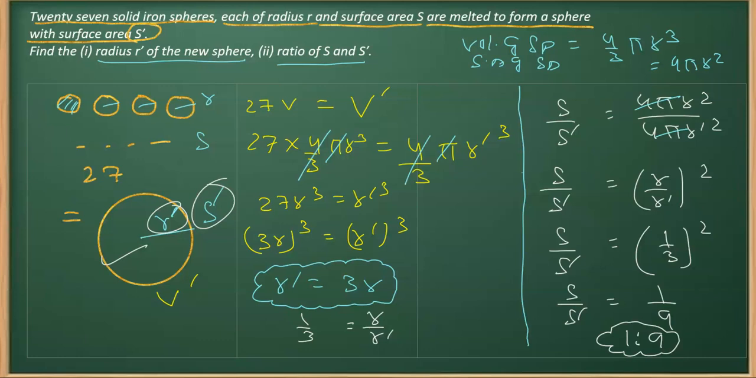So we got this. The new radius, that is r dash, we calculated as 3 times the original radius, and the ratio of s to s dash, we got as 1:9. This is how this question can be done.